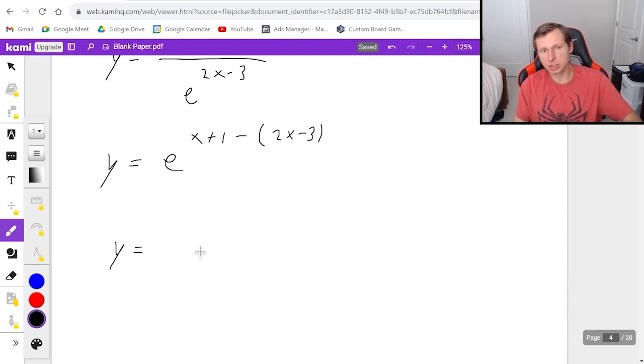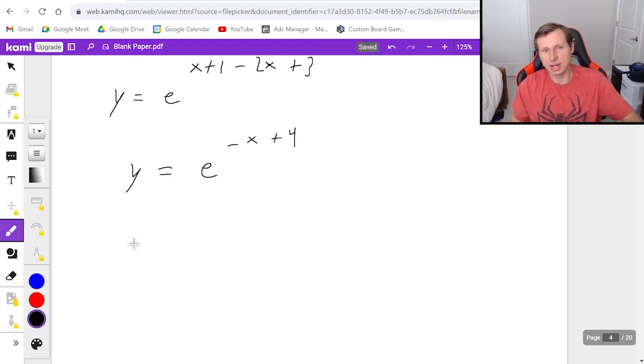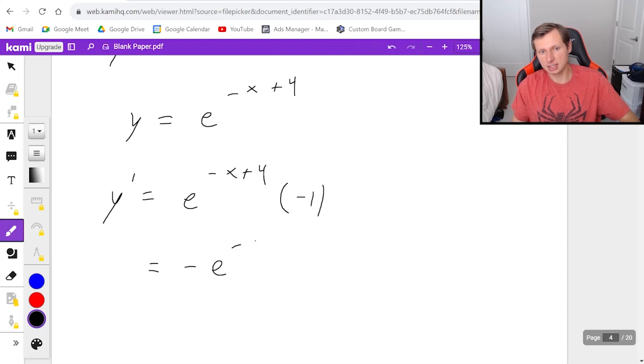And so that means my original function is really e to the x plus 1 minus 2x and then plus 3. Again, that's after I distribute the minus sign here and here. And then simplifying this further, y equals e to the negative x plus 4. And that was fun, but remember I didn't take the derivative yet. So now to take the derivative, y prime equals e to the negative x plus 4 times the derivative of negative x plus 4, which is just negative 1. So it looks like our final answer is negative e to the negative x plus 4, and there's our answer for the derivative.